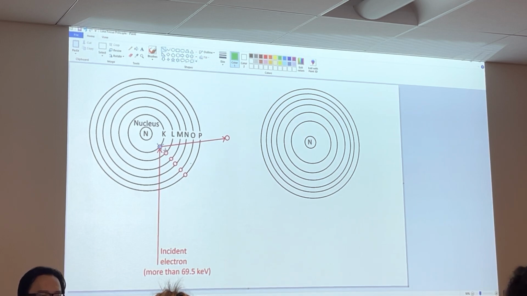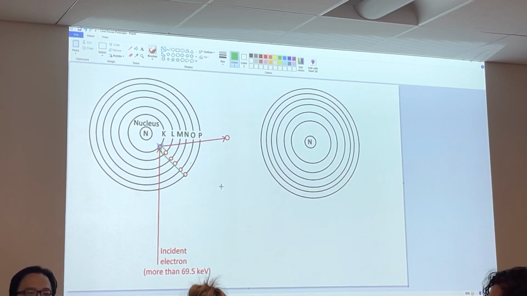So, L can go to K, right? But N can also go. But P could also go all the way to K. You can skip. L can go to K, you don't have to go in order. N can go into the K. Yes, can go to K.